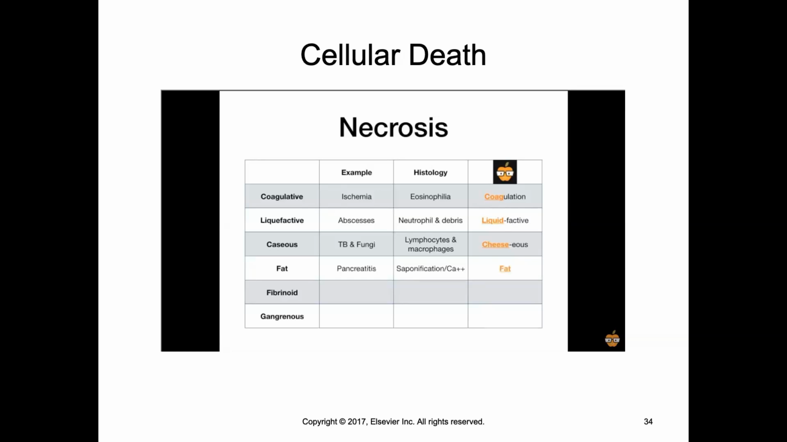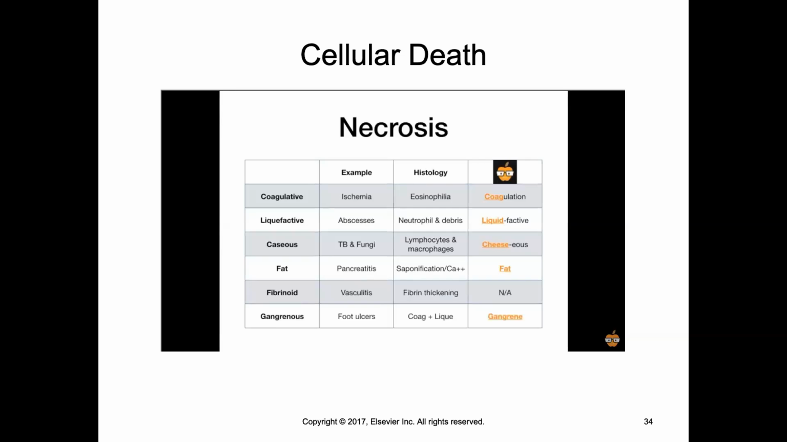Moving on, fat necrosis. This is in pancreatitis. It's also in trauma to the breast in women. Histology, you'll see saponification and complexing with calcium. And the mnemonic here, there really isn't one. It's just the name, fat. Around the pancreas, you have lots of fat deposition. Around female breasts, you have lots of fat deposition. So breast trauma is fat necrosis, and pancreatitis is fat necrosis. So I just remember the word fat, which reminds me of the organs that classically have a lot of fat. That's fat necrosis.